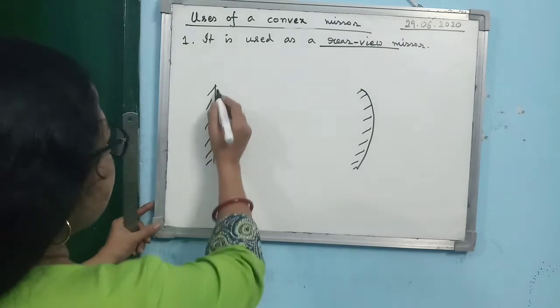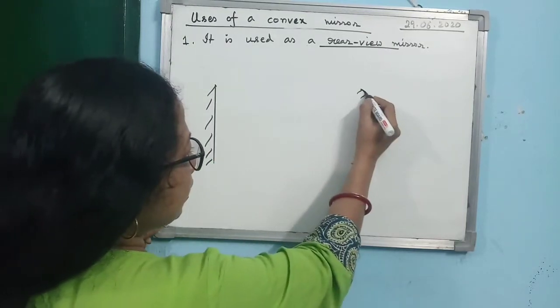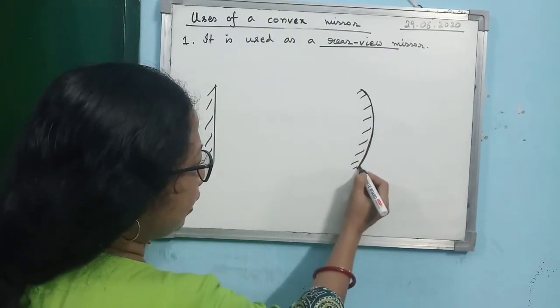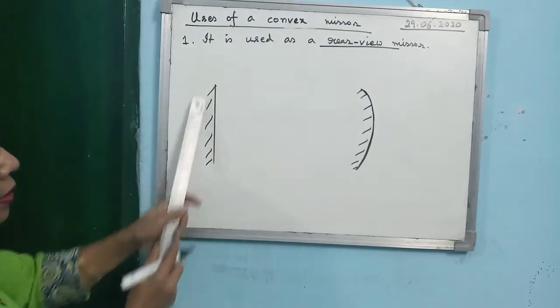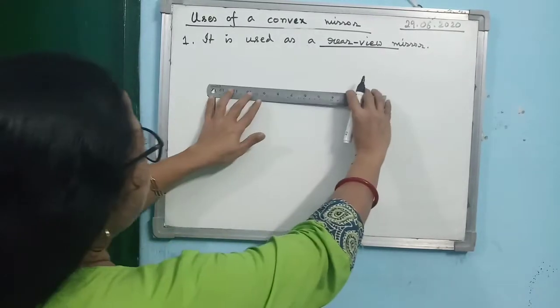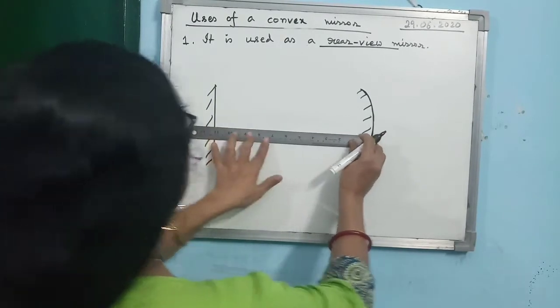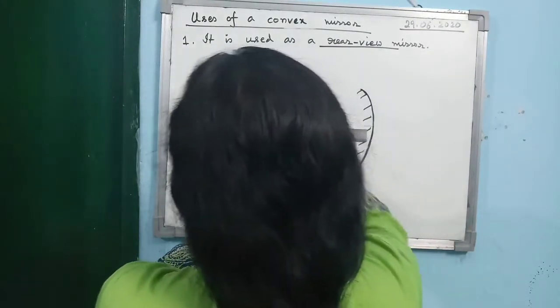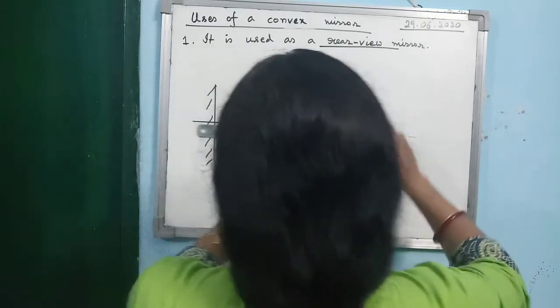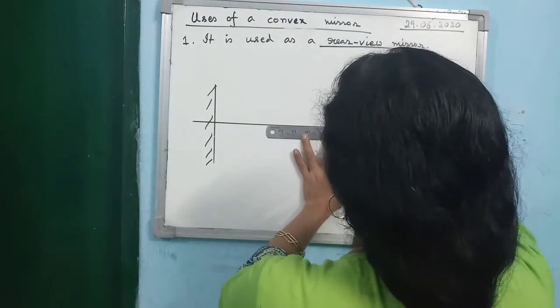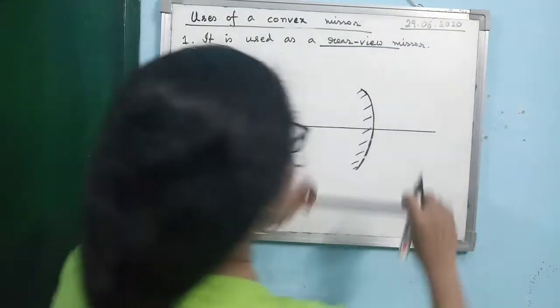So here is the plane mirror and here is the convex mirror. You have taken both the mirrors of the same size. This is your ruled line, you have taken through the same ruled line. Then exactly in the middle of both the mirrors, you draw one more line.